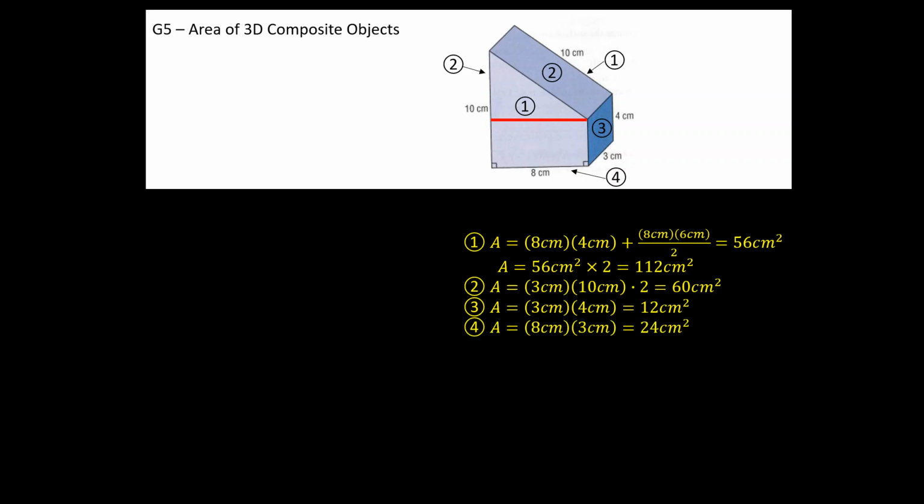All right. Now that we have these, we have our 4 kind of pieces that we have. All we need to do is add them all together. So we're going to add them all together. 112 centimeters squared plus 60 centimeters squared plus 12 centimeters squared plus 24 centimeters squared. And we get a total surface area of 208 square centimeters.